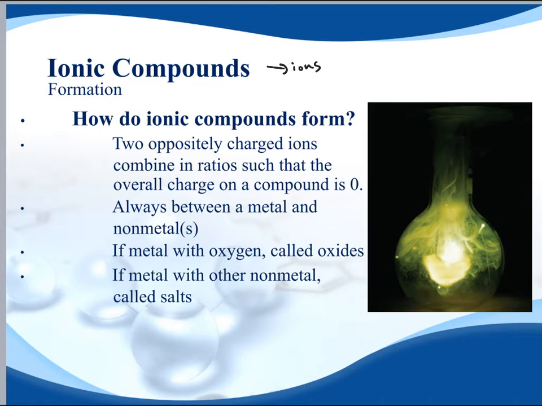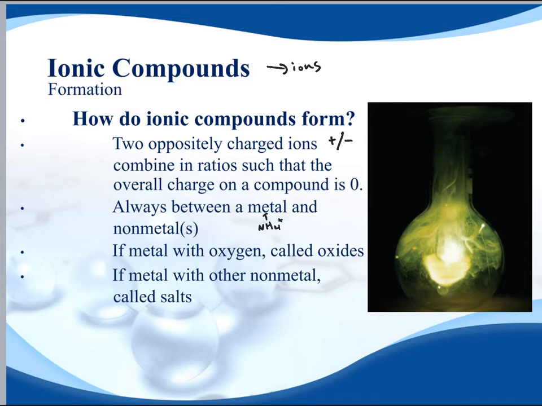Well, you have two oppositely charged ions. It means you need a positive and a negatively charged ion. It can be more than +1 or -1, but it needs to be oppositely charged. They combine in ratios such that the overall charge on a compound is 0. It's always between a metal and a non-metal, or non-metals. So your first thing will always be a metal, your second thing will always be a non-metal. The one tiny exception to that is if we get an ammonium ion, but we'll talk about that later on.